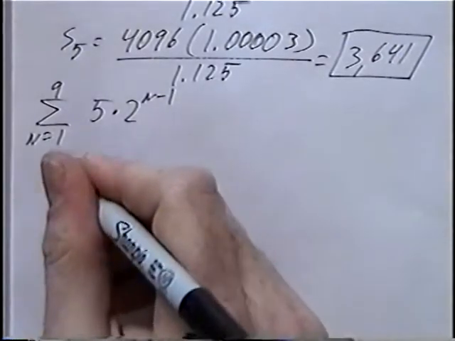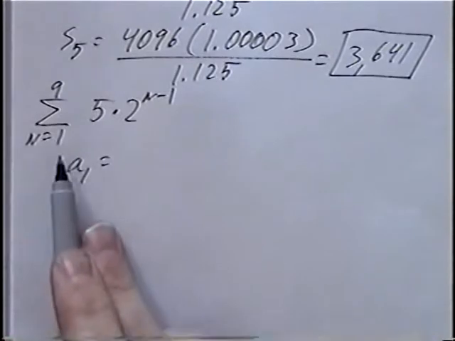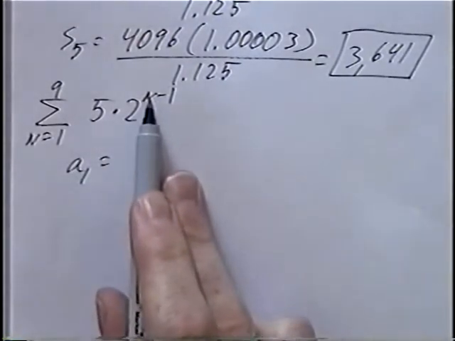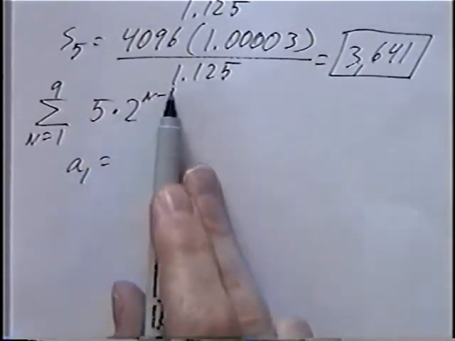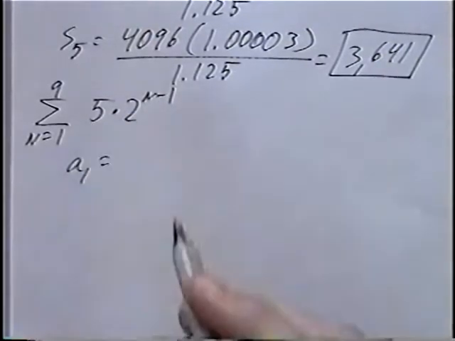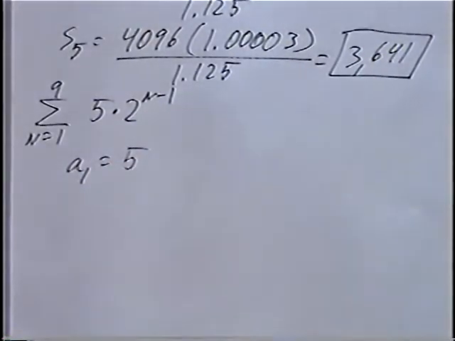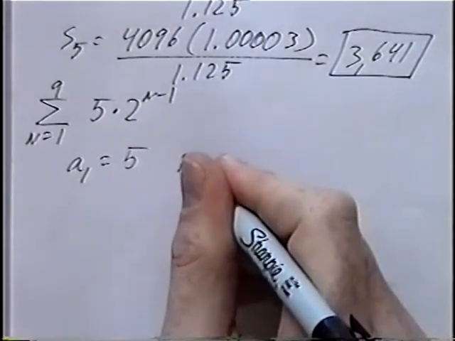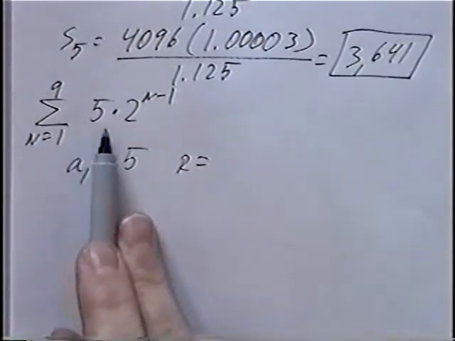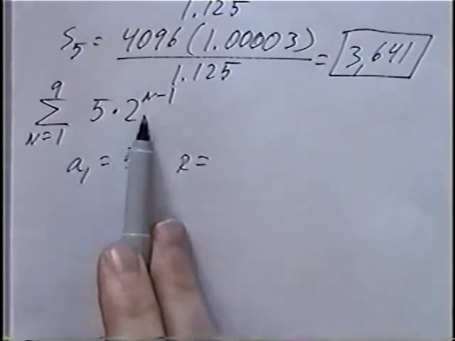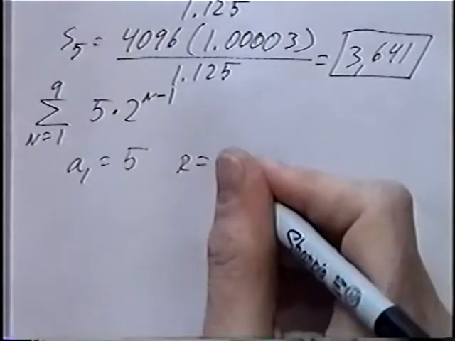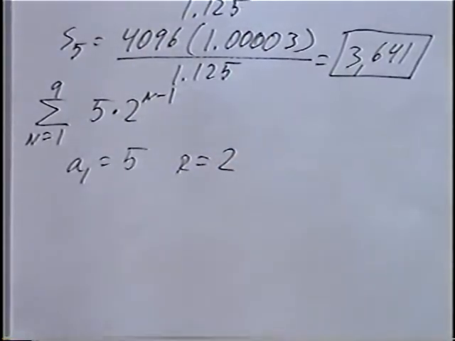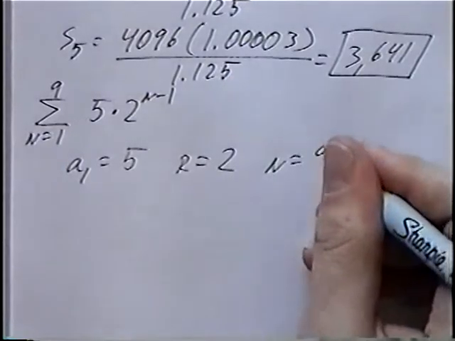To find a1, the first term, again we can plug a 1 into the equation. 1 minus 1 would be 0. 2 to the 0 power would equal 1, so our first term would be 5. To find the rate, again this formula is in the geometric form, a1 times r to the n minus 1 power, so r would equal 2. And the number of terms that we're looking for from 1 through 9 would be 9 terms.